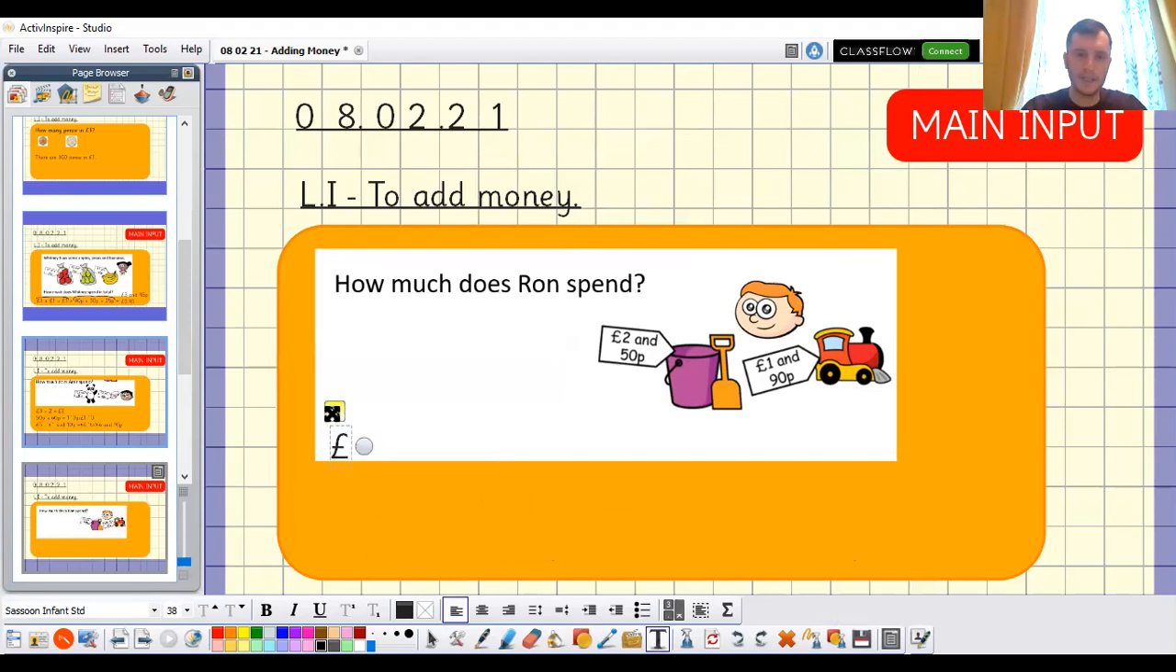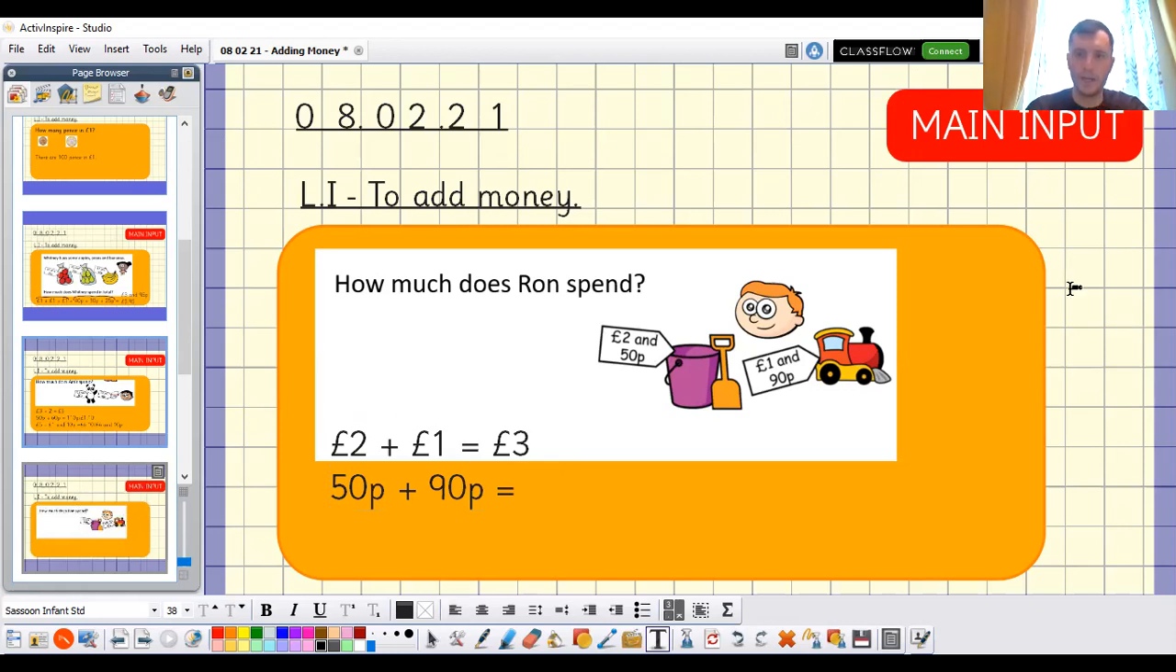So I can see the bucket and spade costs £2.50p. The little train set costs £1.90p. I'm going to start with £2 plus £1. That is equal to £3. Now I'm going to add my pence. 50 pence plus 90 pence is equal to.